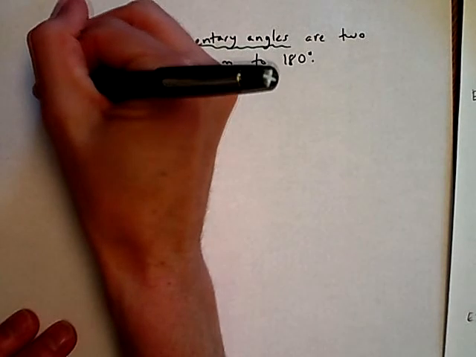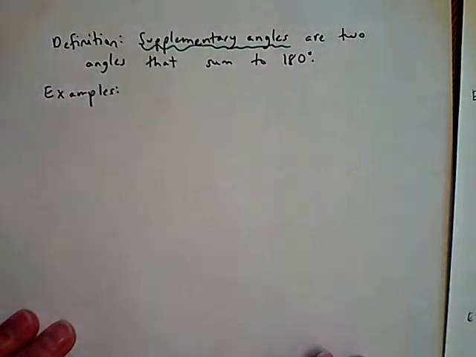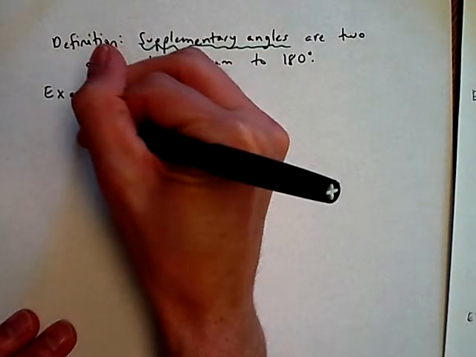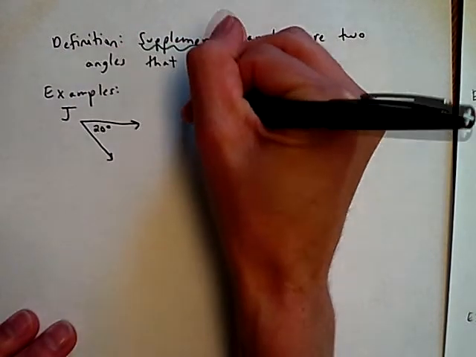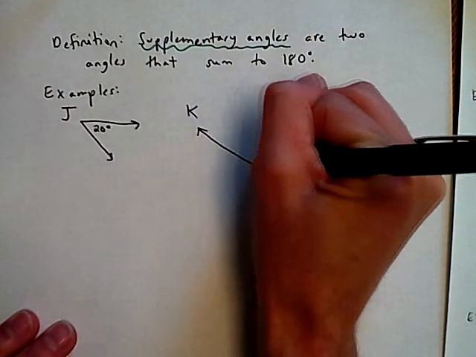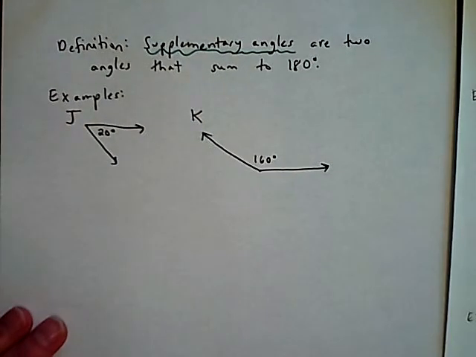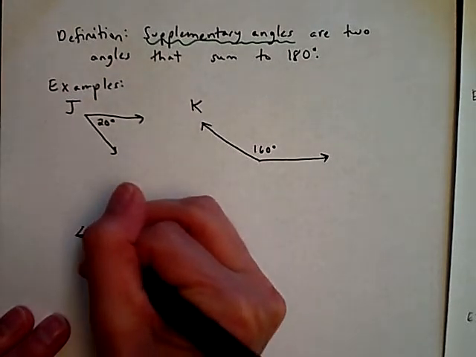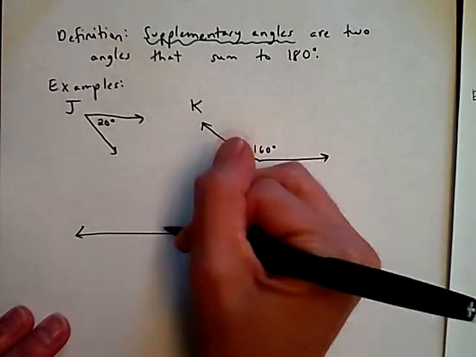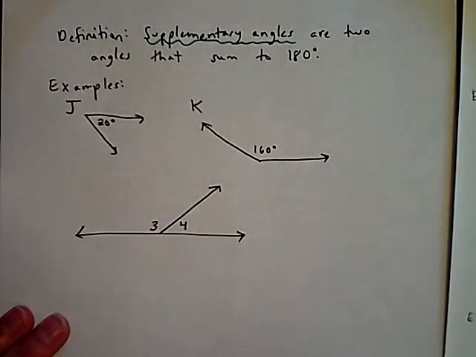So an example is if I have angle J, that's 20 degrees, and angle K, that is 160, then angle J and angle K are supplementary. Or I could have a straight line. Here, angle 3 and angle 4 are supplementary because their measures add up to 180.